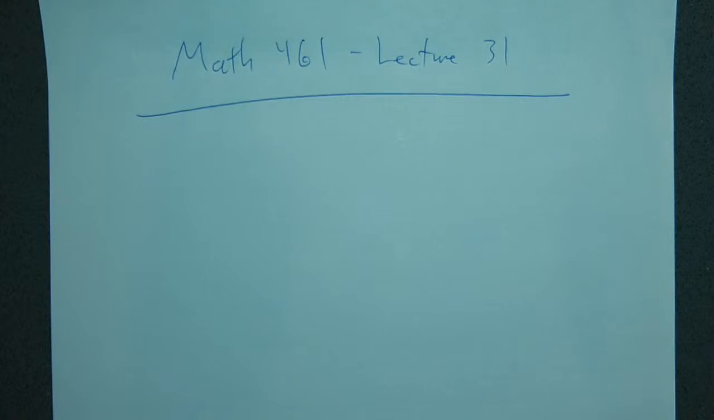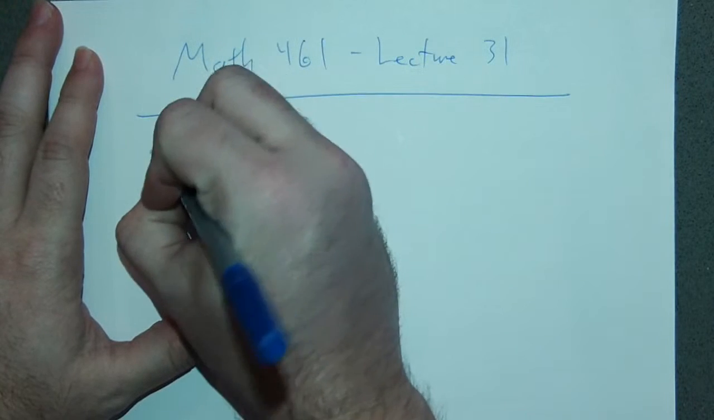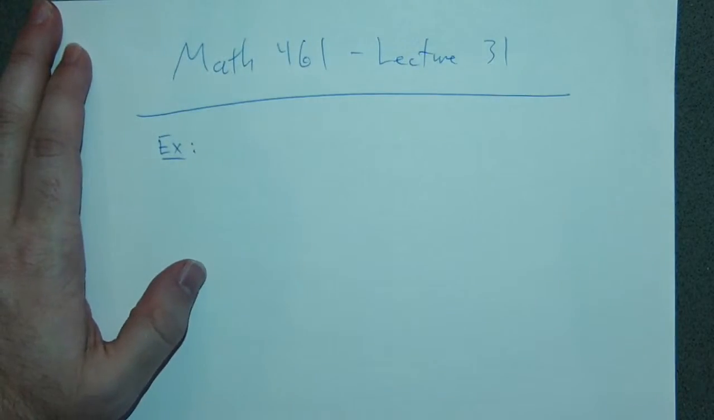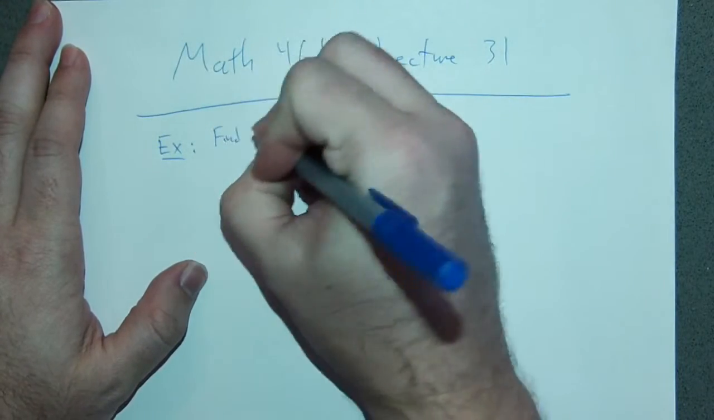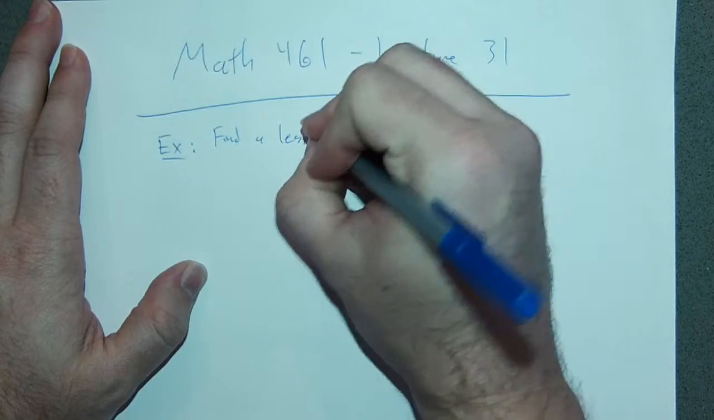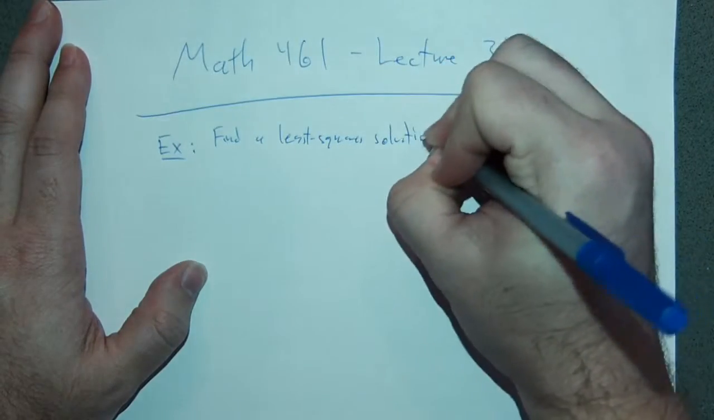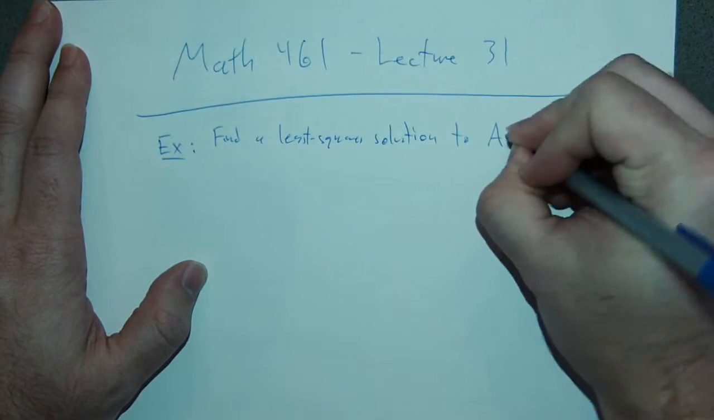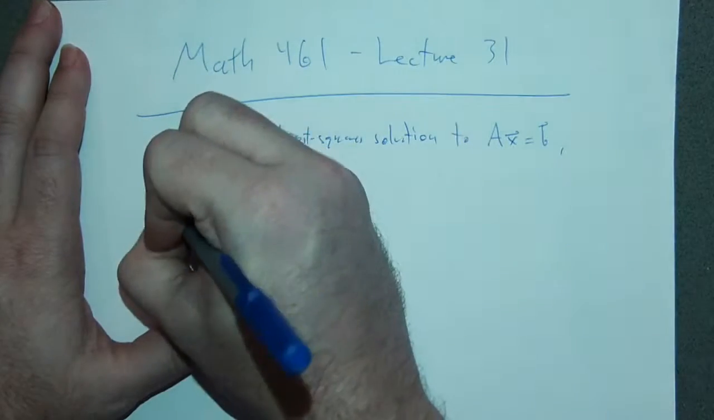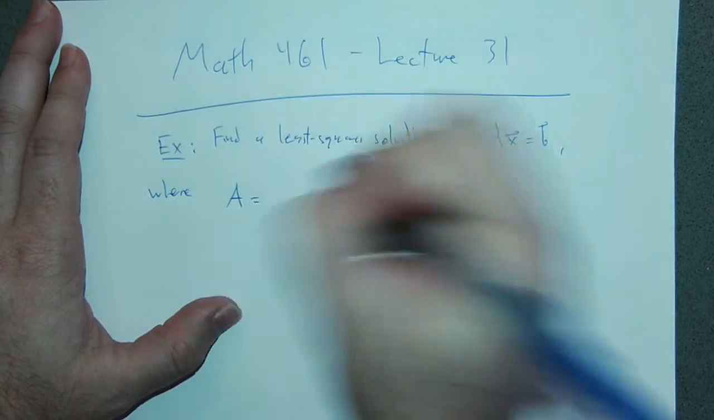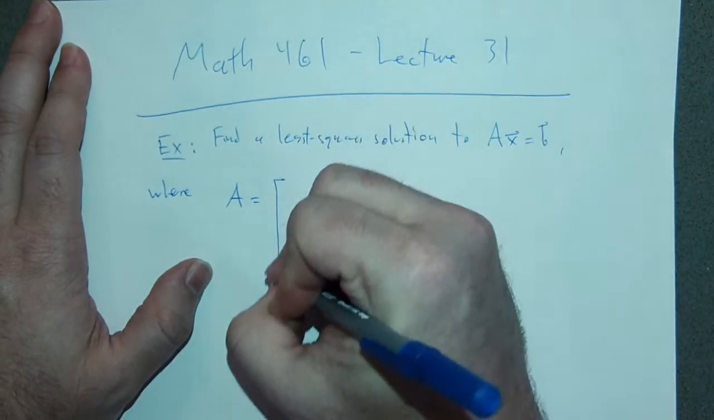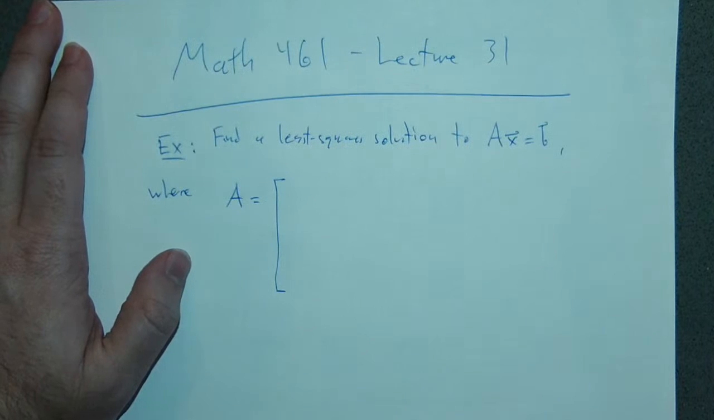So what is the deal with least squares? Maybe we should just do one good example to show how this works. Let's say: find a least squares solution to Ax = b, where A is the matrix. Let's make it a big one, a 6 by 4 matrix.